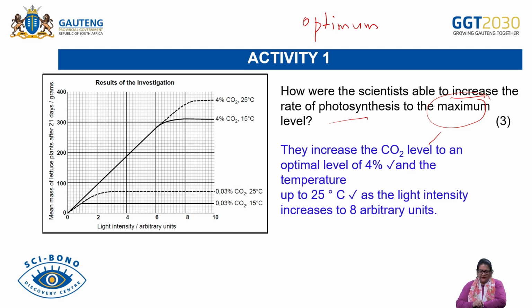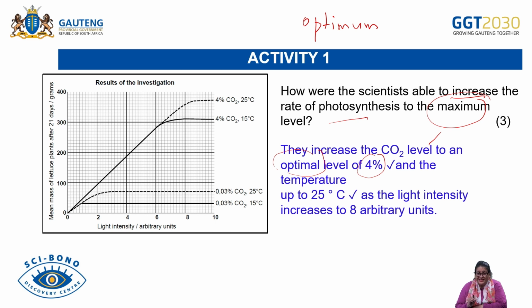So let us look at it now. The scientists, what did they do? They increased the CO2 level to an optimum level of 4%. And you can say the scientists increased the CO2 level from 3% to 4%, which is the most suitable or optimum level of photosynthesis to yield the highest amount of mass.